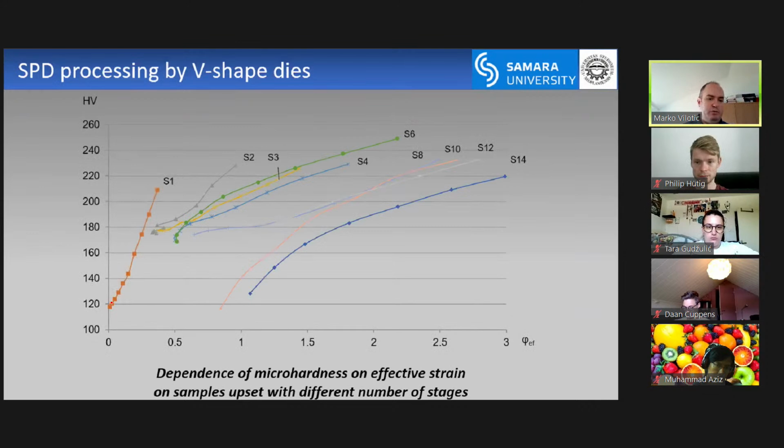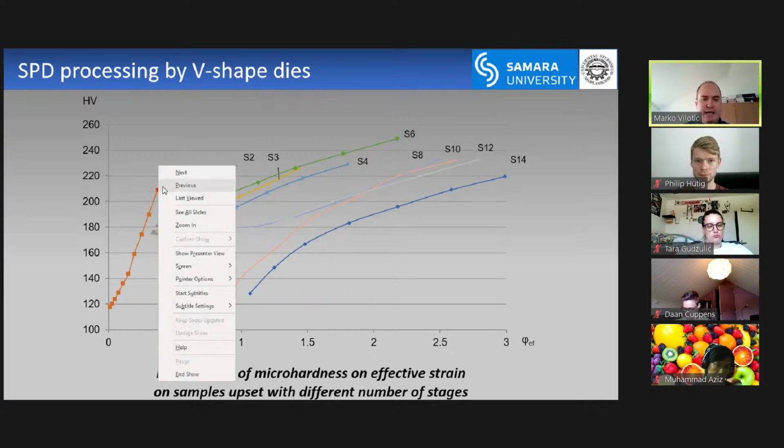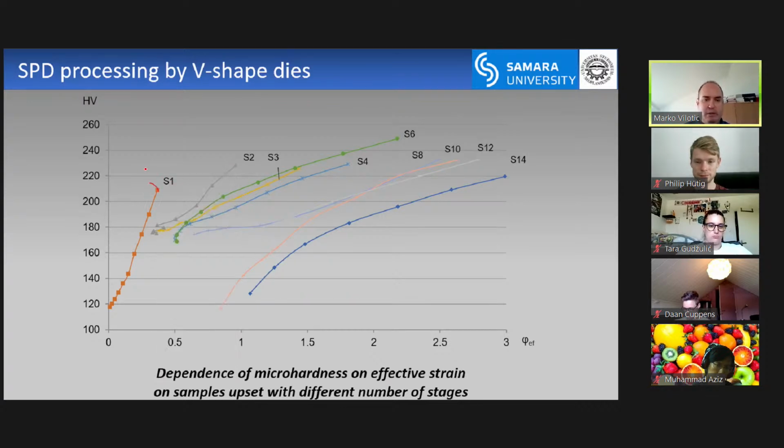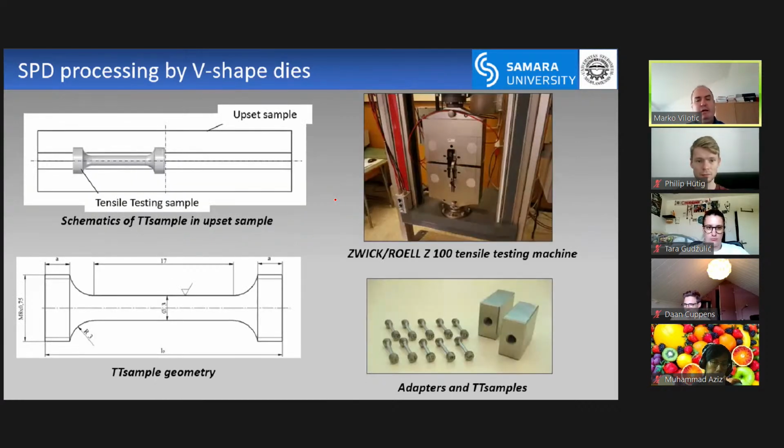This is just the variation of micro hardness depending on the upsetting stage and strain. So this is sample 1, the center, and this is the periphery. Again, this is also the periphery, this is the center. So you can just see the variation. In some cases it can be approximated by linear, in some cases not, but that is the general trend. So this is the upset sample.